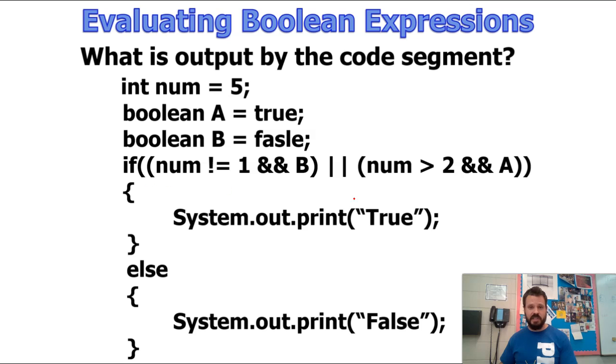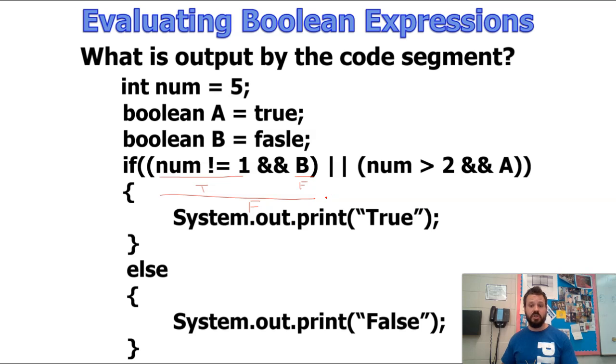And for this one, this entire expression will be true if the left side of the or or the right side is true. Okay, so let's take a look inside each of the parentheses first. So I have an and, meaning that both sides have to be true for the entire expression to be true. Now num's not equal to 1, which is true. And B, so in other words, B equals true. Now B is false, so that part is false. And since we're talking and, that means that this entire left side of the expression is false.